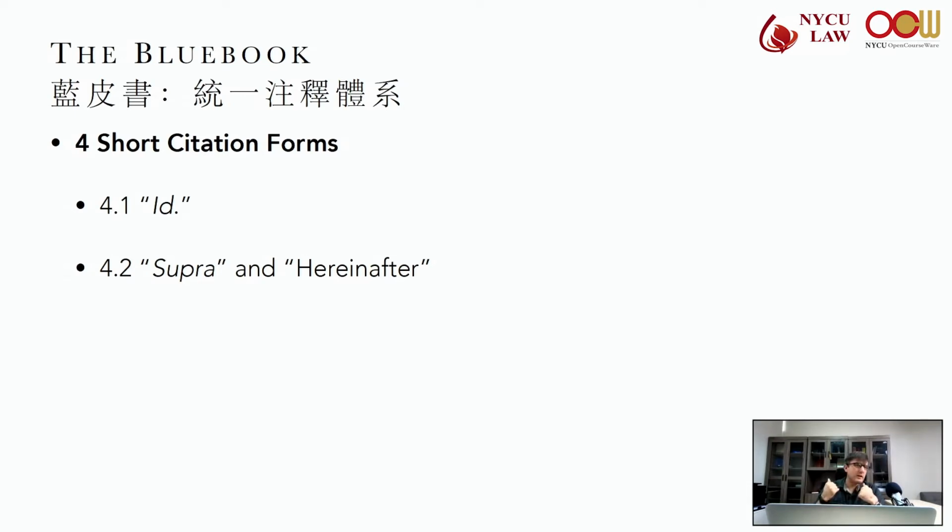So look at section 4.1, and there are examples. One point to make is that if the subsequent citation using id. varies from the previous citation, usually meaning there's a different page number, we indicate that. There are some examples in Rule 4.1.